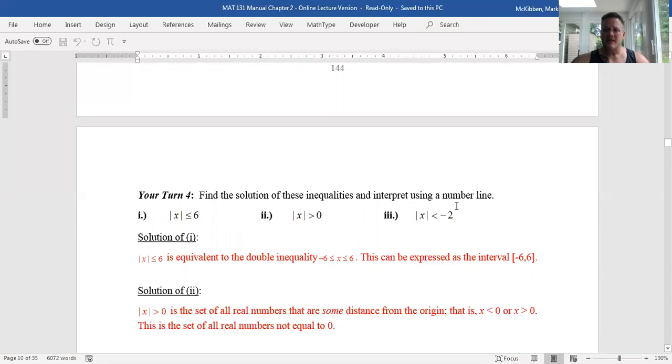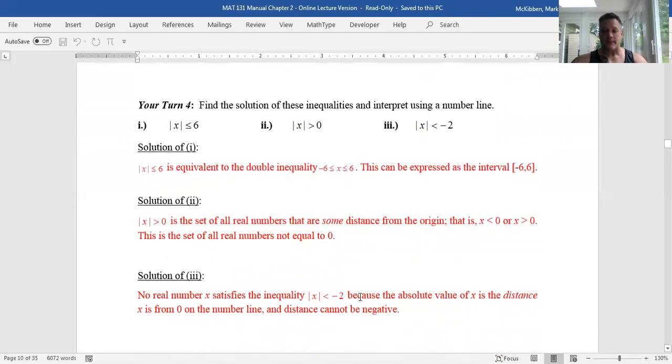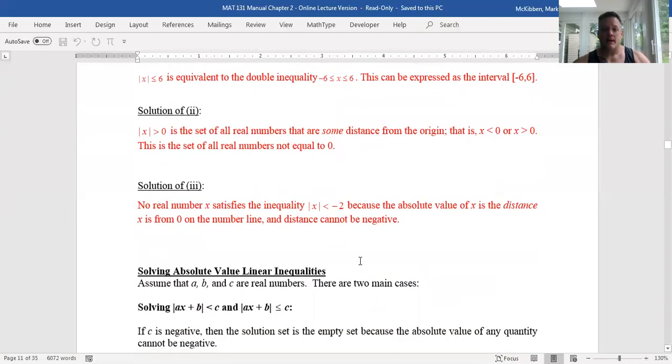And then here, can there be an absolute value of a number that's less than -2? Well, to be less than -2, it would have to be negative. And we've already said the absolute value of anything is non-negative. So this would have no solution. All right. So using those cases as a guide, I want to talk about these absolute value linear inequalities.